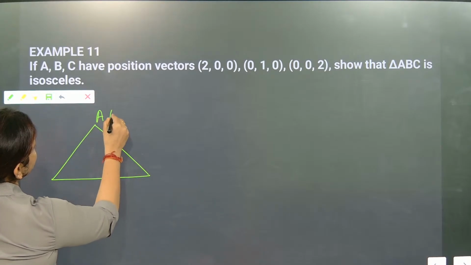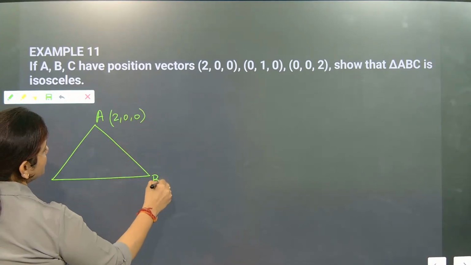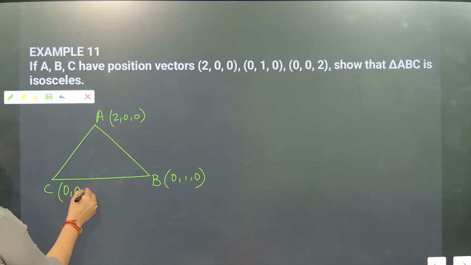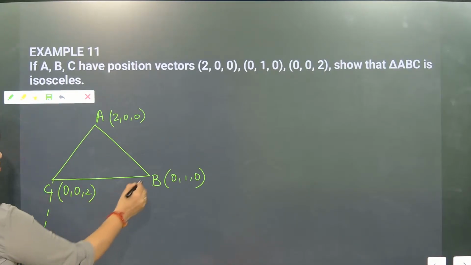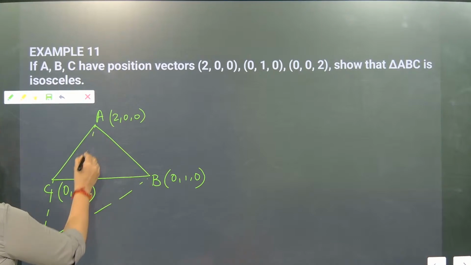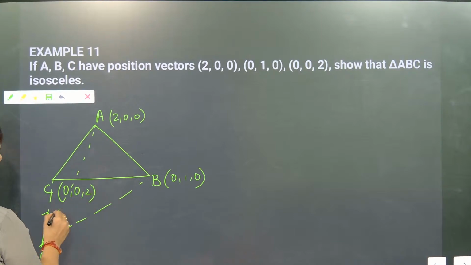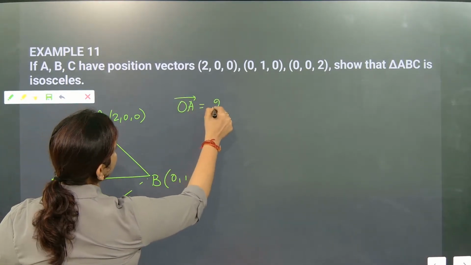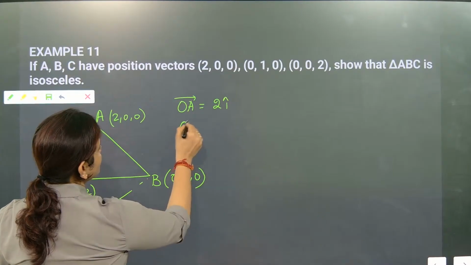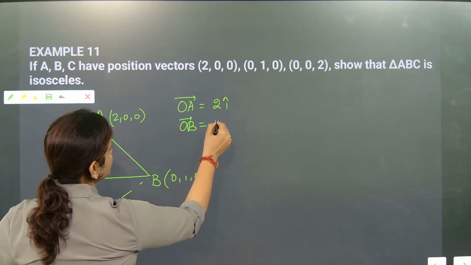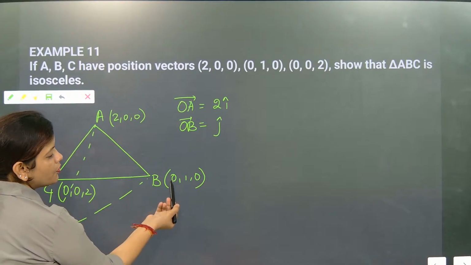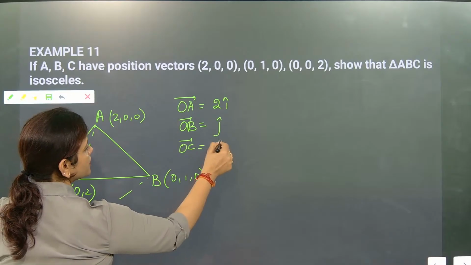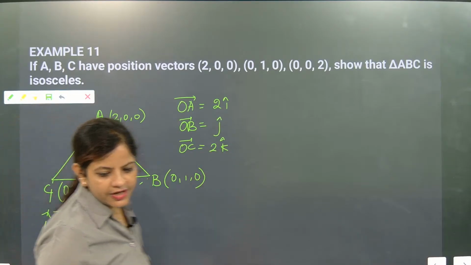A point we are going to take as (2, 0, 0). B will be (0, 1, 0). C point is coming as (0, 0, 2). Okay, we'll connect everything with the origin. Now everything is going like this. So what will be the OA vector, beta? OA vector is equal to 2i, the rest is 0. OB vector is coming as j, because the i component is 0 and the k component is 0. OC vector is equal to 2k. All set. OA, OB, OC all set.